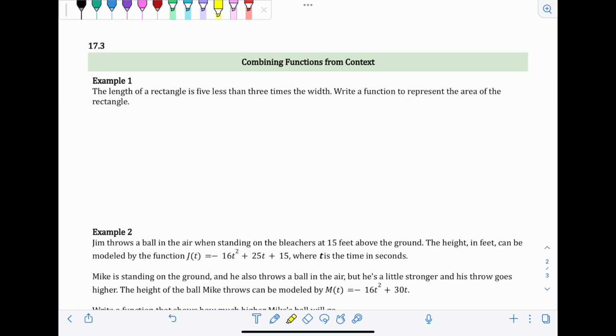Okay, so sorry, I forgot to put any spacing between the last two problems, so I had to jump up and add the spacing in so we could get those done. This is the last section, 17.3, and it's combining functions from context. So just taking more real life examples.